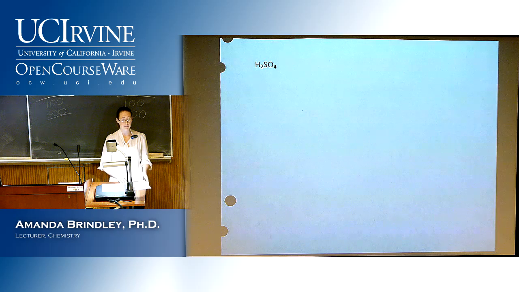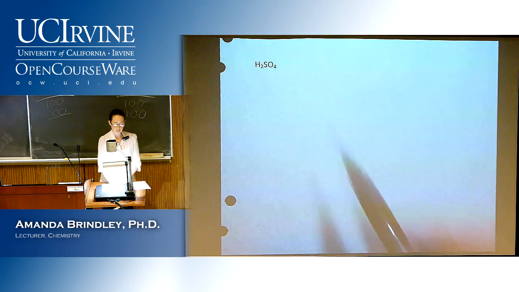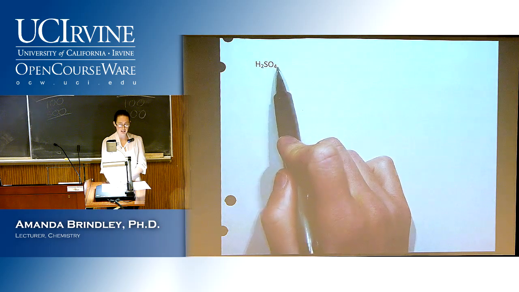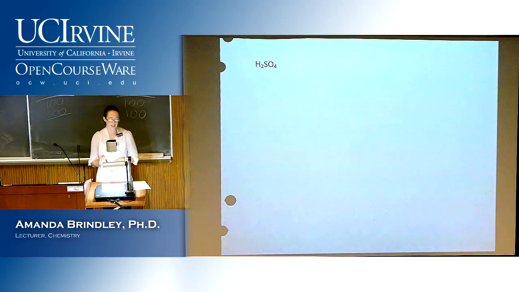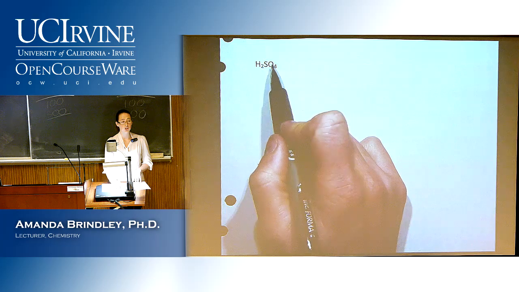You want to get in the habit of knowing the general way that these look, because otherwise you might be tempted to take sulfur and bond 1 to each oxygen and 1 to the hydrogens. You don't want to do that. Whenever you see these, you need to know that these hydrogens are actually bonded to the oxygen.